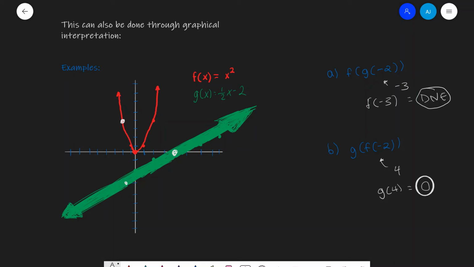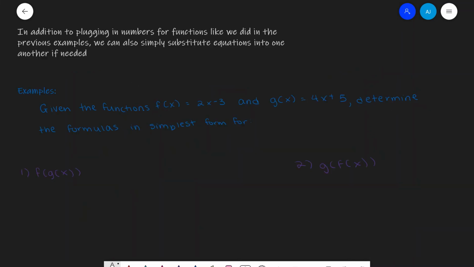In addition to plugging in numbers for the inside function, like we did in the previous problems, we can also simply substitute equations into one another. Let's look through a few examples of how this would look and how to solve it. For the following examples, determine the formulas in simplest form, knowing that f of x is equal to 2x minus 3 and g of x is equal to 4x plus 5.